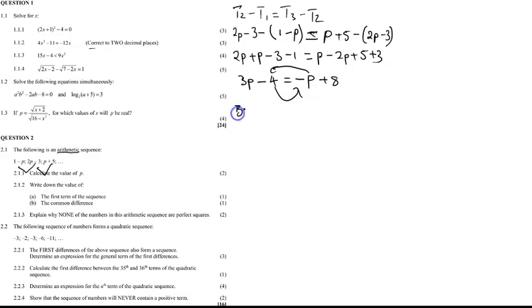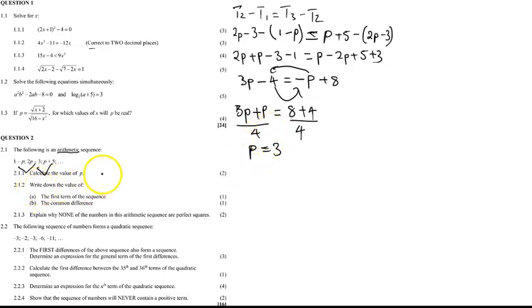Okay, so it's 3p plus p equals 8 plus 4. And then we can say now we divide both sides by 4. So we know that this is 4p, and then we're left with p is equal to 12 over 4, it's 3. So our p is 3.